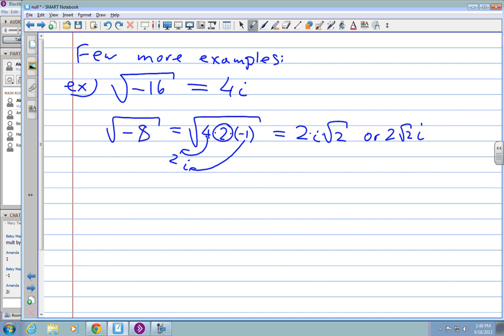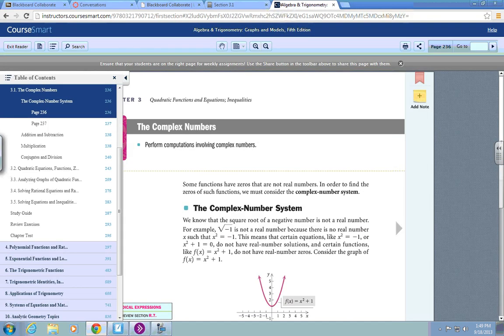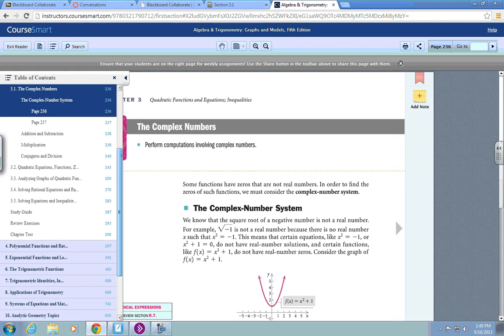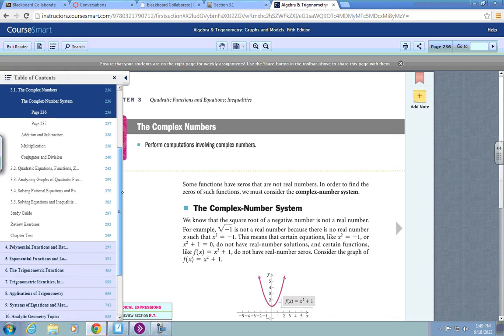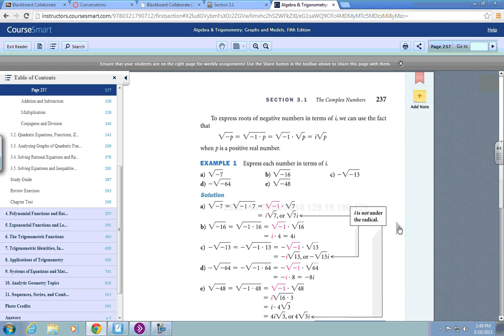Okay? Well, where's your book? Here's your book. So what are the complex numbers? Let's see how your book writes it. You see, they give you either i followed by the radical or radical followed by i. So the book really doesn't care.